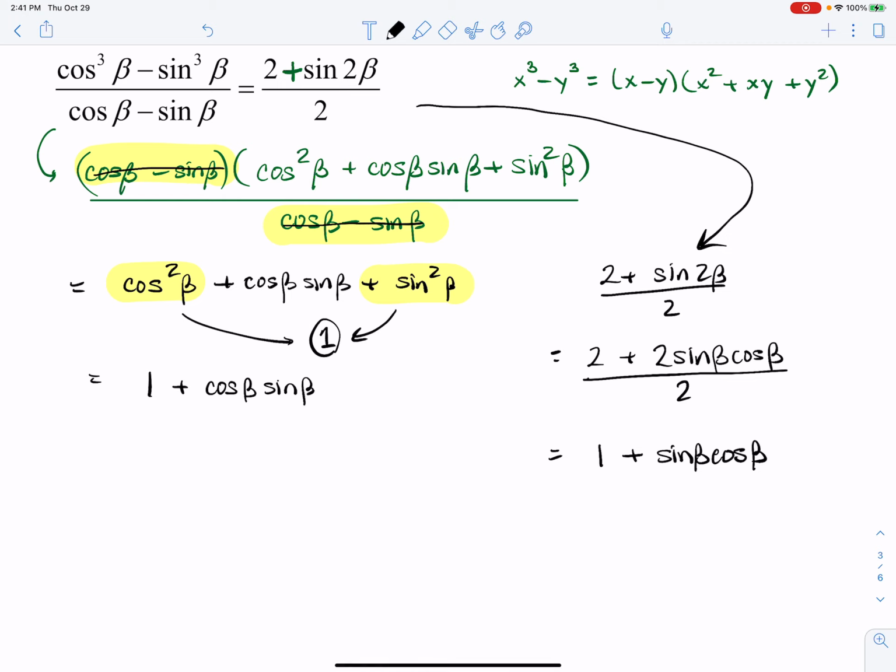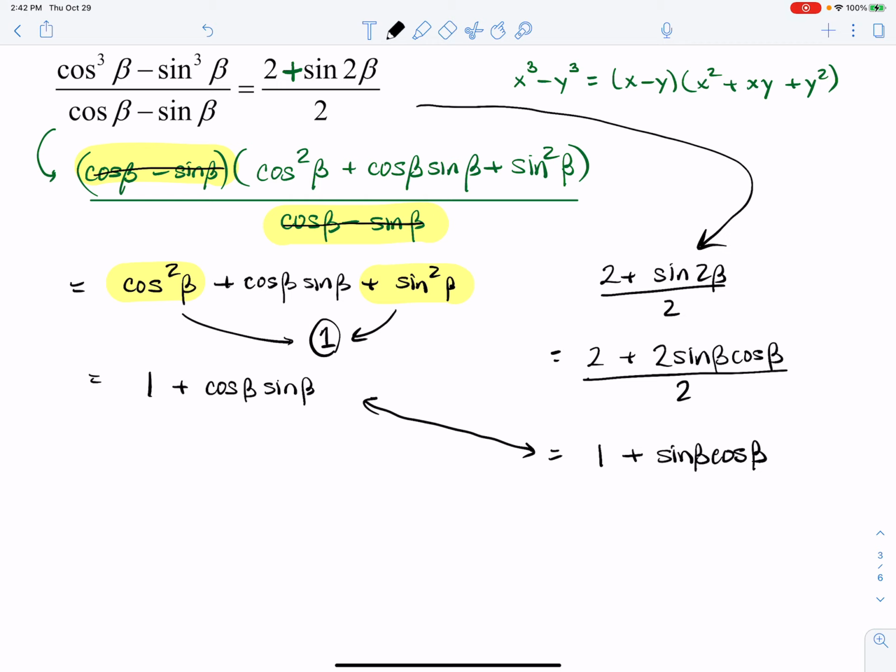Cool. That means we are done, because it's pretty obvious that cosine times sine is the same as sine times cosine. They're just two things that are multiplied in different order. So we have established this identity. Where it would come up, I don't know. But hey, at least we know we're able to see the big picture here.